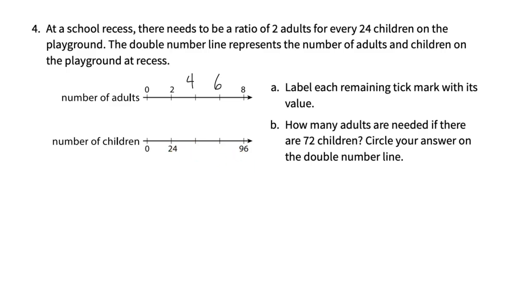So our children, we need to just keep adding 24 every single time. So that's going to be 48. Another 24 is going to be 72. And then the remaining 24 is going to give us up to 96. So there's our equivalent ratios. It says how many adults are needed if you have 72 children. Well, we can see it. It's right here. 72 children gives us right there 6 adults.